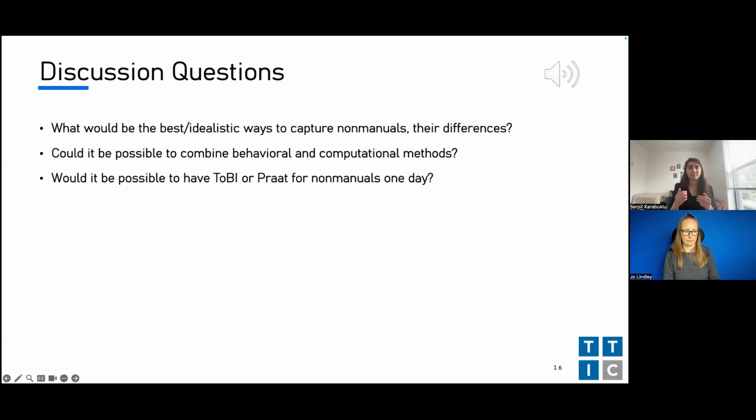With this in mind, I want to end this and open the floor to discussion, thinking more about what would be the best or ideal ways to capture non-manuals and their differences. Could it be possible to combine both behavioral and computational methods? And my future dream or idea, would it be possible to have a ToBI or Praat for non-manuals one day, where we can get all these trajectories or features that we do for speech or prosody, and then tie this with our analysis.